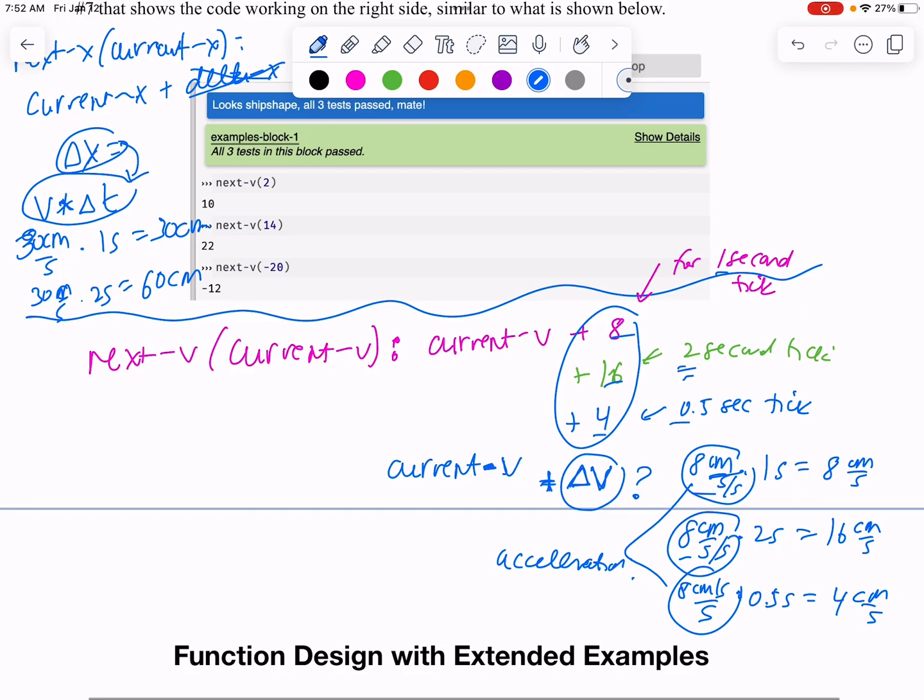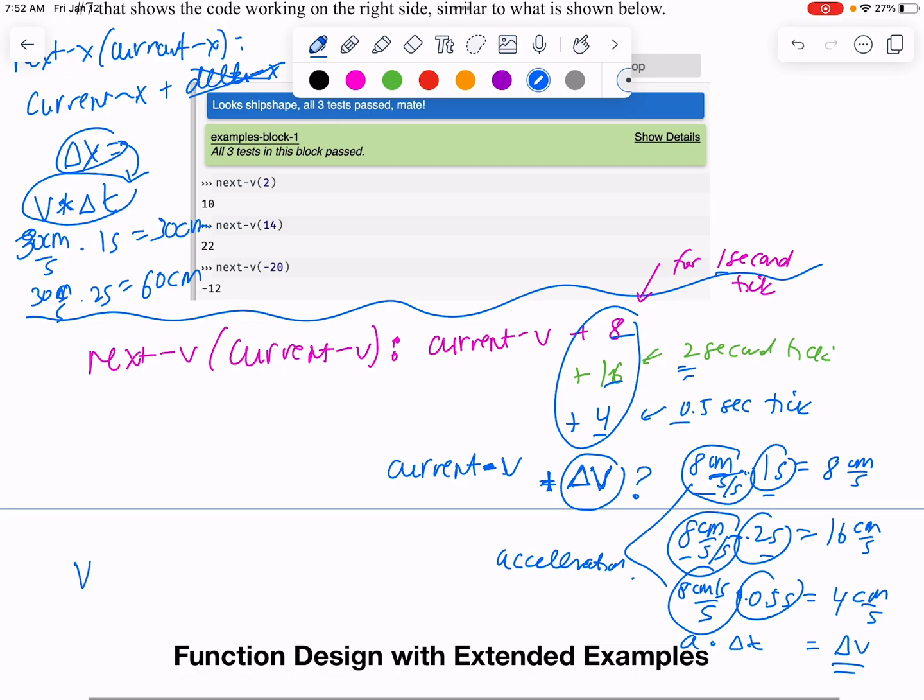So every 1 second, I need to add 8 centimeters per second. If I multiply that by the delta t I want, that's going to tell me how much delta v to add. So my acceleration times the delta t, how long I wait, is going to tell me how much velocity to add.